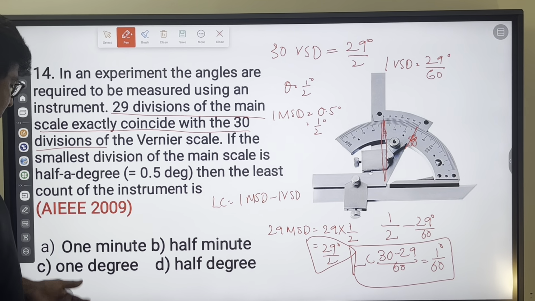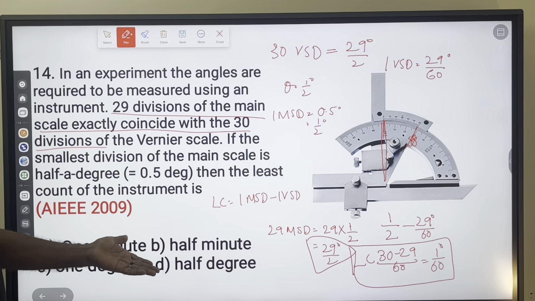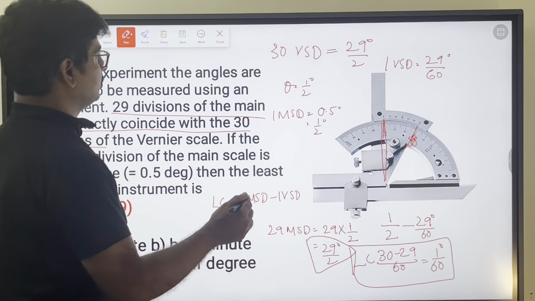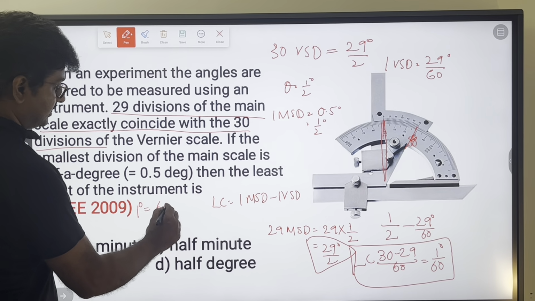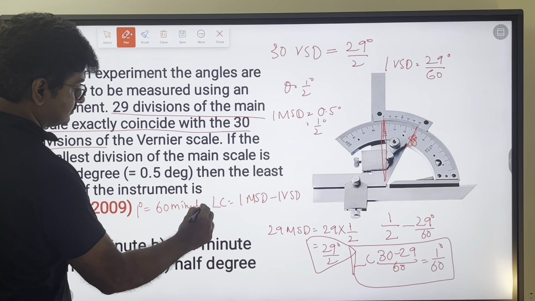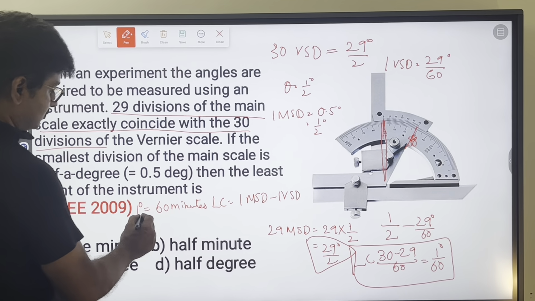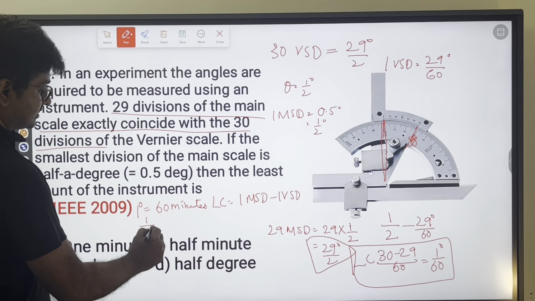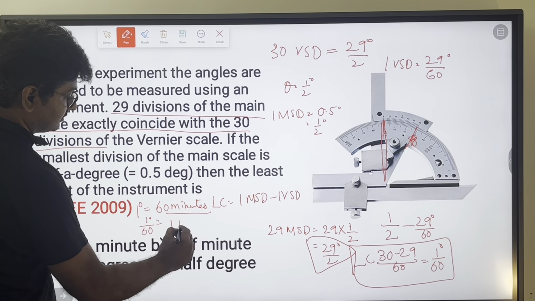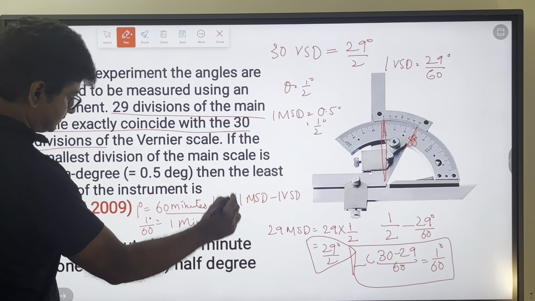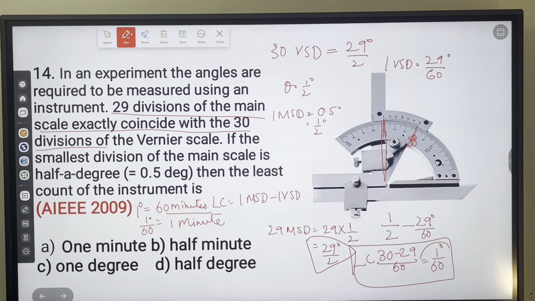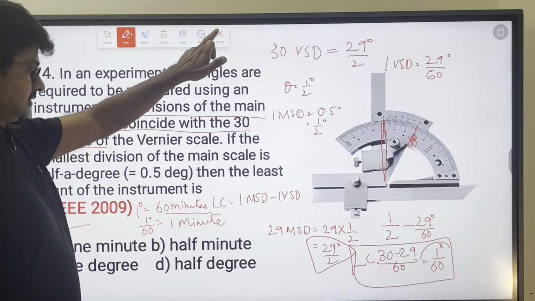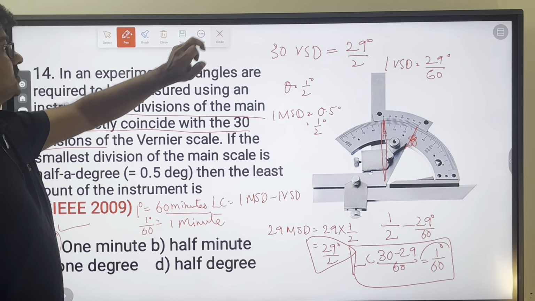So 1 by 60 degrees. Here degrees, half a degree and minutes are also given. We know 1 degree is equal to 60 minutes. So 1 by 60 degrees is equal to 1 minute. So what is the answer? 1 by 60 degrees is the least count, otherwise I can write it as 1 minute. Therefore the answer is A. Is it clear? Next question.